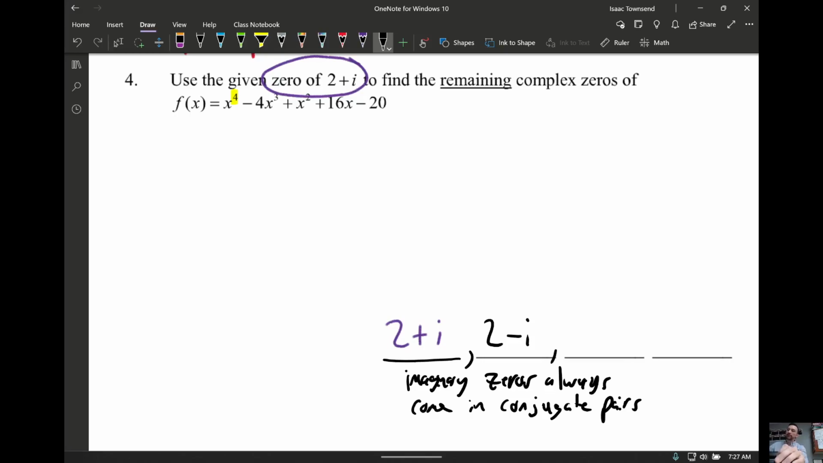Unfortunately, we can't really divide out with imaginary numbers like this with synthetic division. It just gets too weird and too messy. But what we can do is turn these into factors.